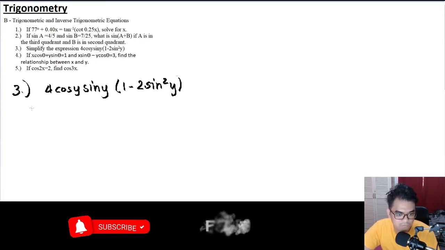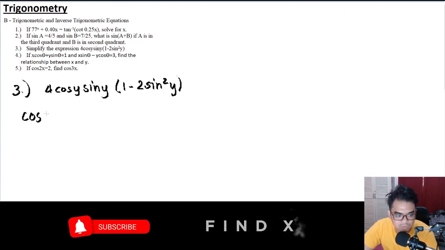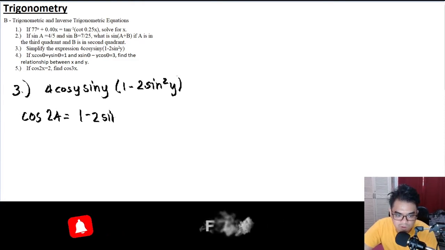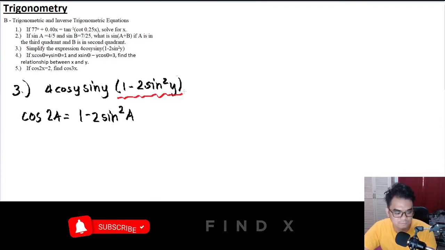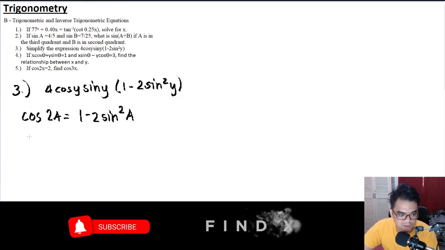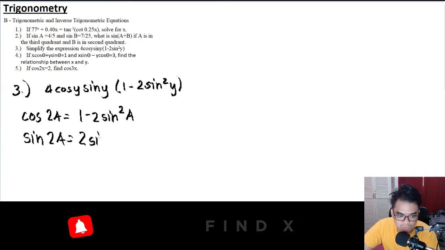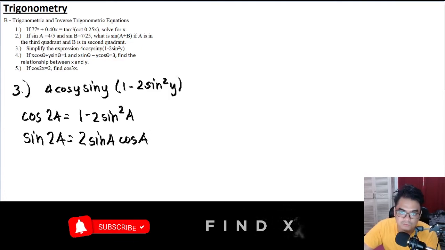So we get the double angle identity for cosine, which is cosine 2a is equal to 1 minus 2 sine squared a. Okay? As you can see, that part is just this one. And then we also have a double angle identity for sine, which is sine 2a is simply equal to 2 sine a cosine a. Okay, so let me just rewrite the given.